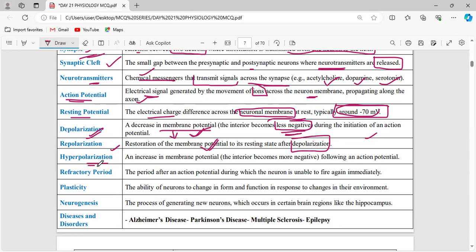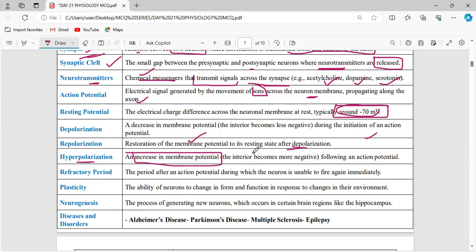Now, what is hyperpolarization? An increase in the membrane potential. It becomes more negative. You should not think that hyperpolarization means it becomes more positive. In depolarization, it becomes less negative, which means higher positive. In repolarization, it regains its original state, the restoration of the membrane potential after depolarization. And hyperpolarization means an increase in the membrane potential, so the interior becomes more negative.